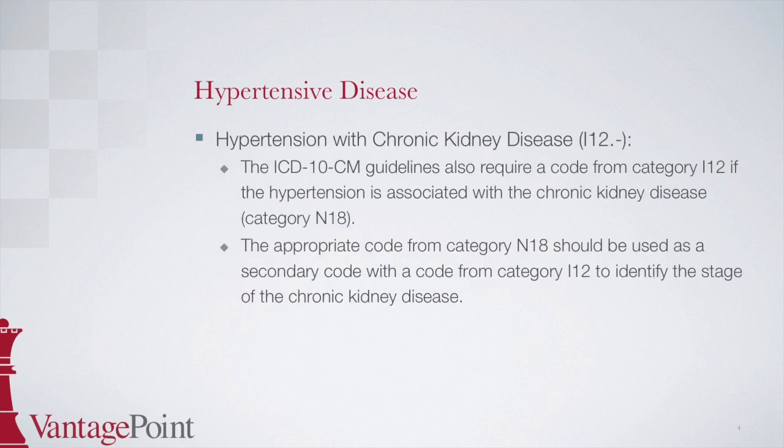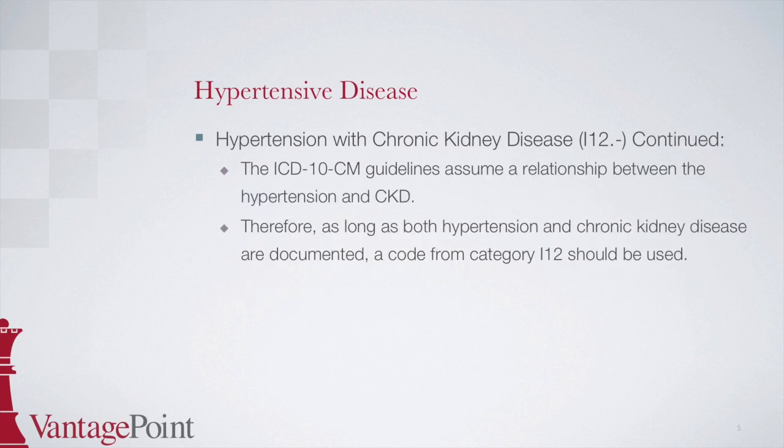As in ICD-9, there are still codes for hypertensive chronic kidney disease, which is category I12. You will need to use a code from this category as well as an additional code for the stage of the chronic kidney disease, which is category N18. ICD-10 assumes a relationship between the hypertension and the CKD. Therefore, as long as documentation states that the patient has both hypertension and chronic kidney disease, you would use the combo code from category I12 for hypertensive chronic kidney disease. It is not necessary to also use a code for hypertension.